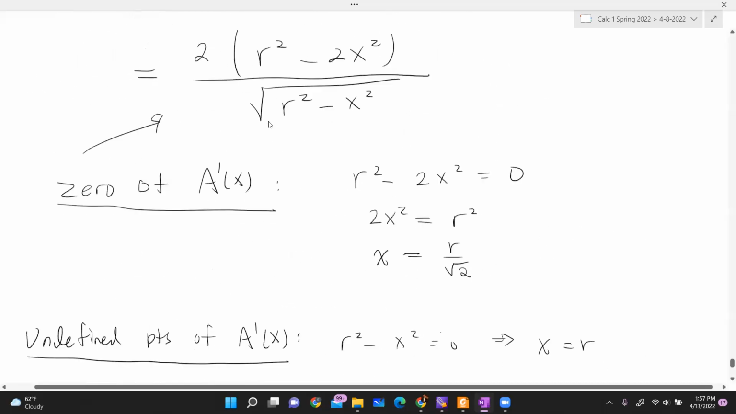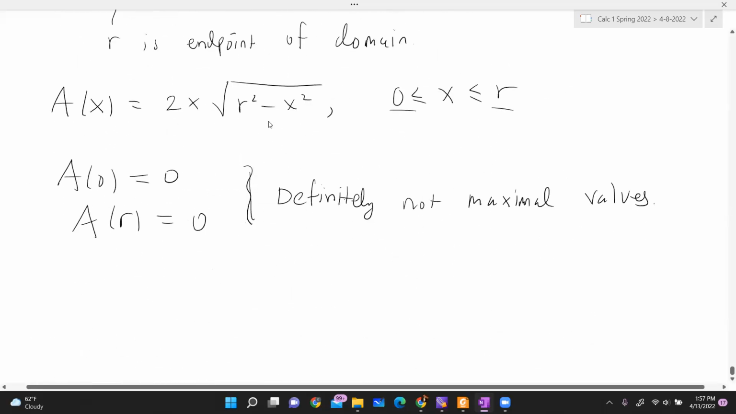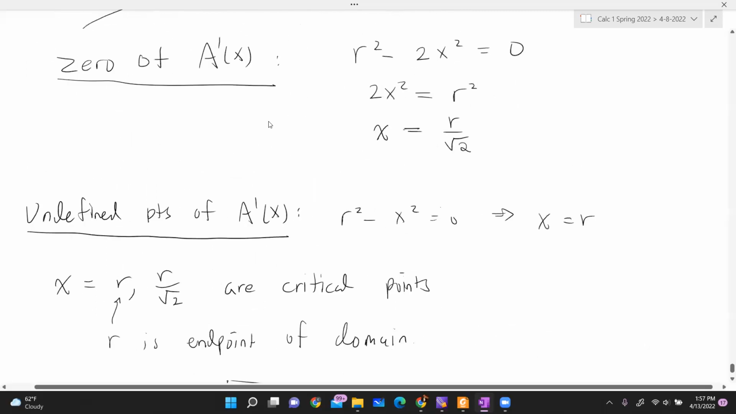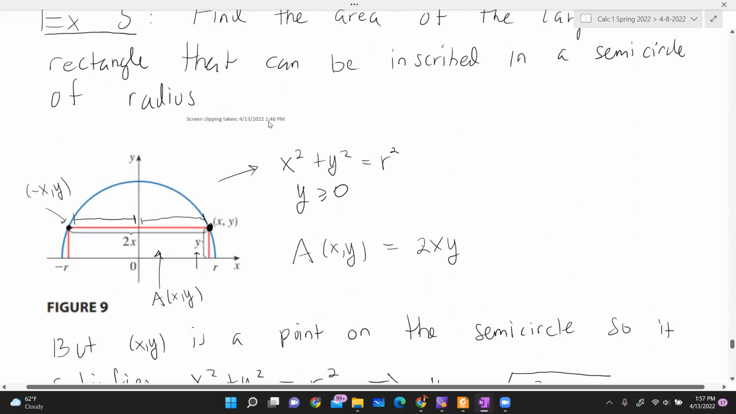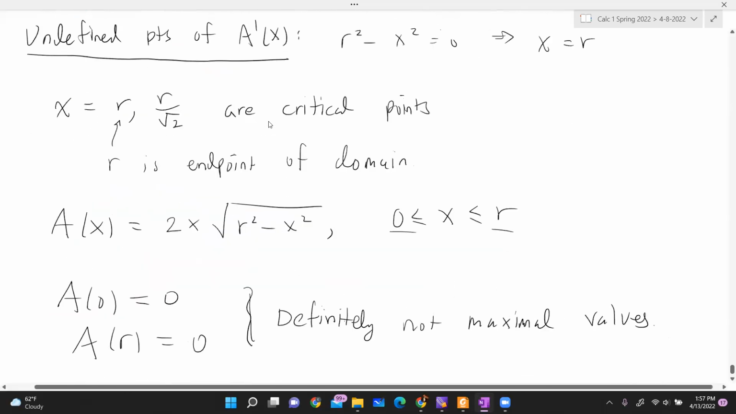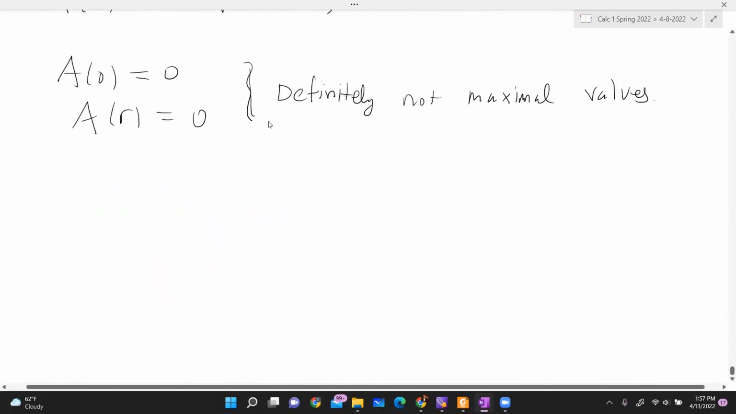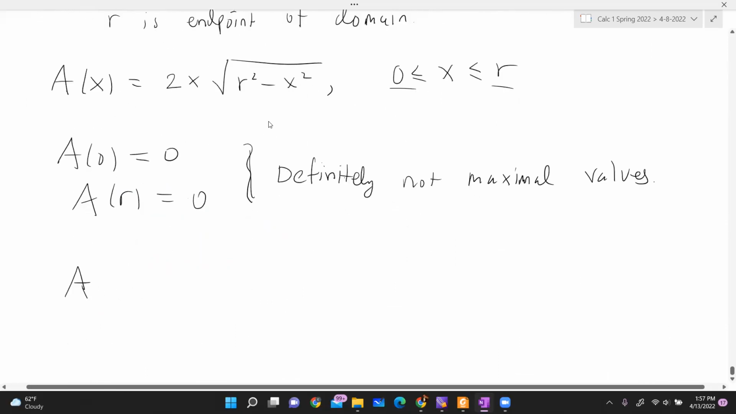And that kind of makes sense because let's think about what x equals r corresponds to. If x equals r, that means you slide this vertex, like you can think of it as a bead, and you slide it all the way down right here to this point. But now the rectangle you're looking at has no height. So the area is going to be 0. So that's obviously not going to correspond to the maximal value. So now it's more than likely going to be at that other critical point.